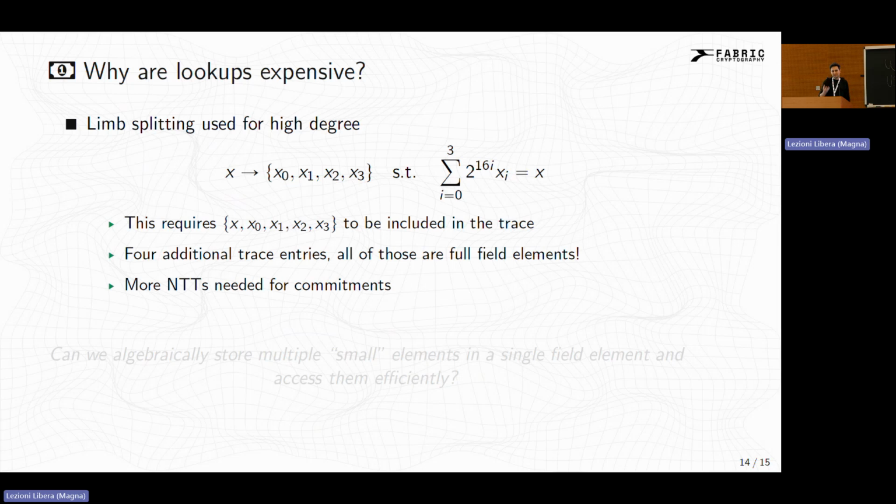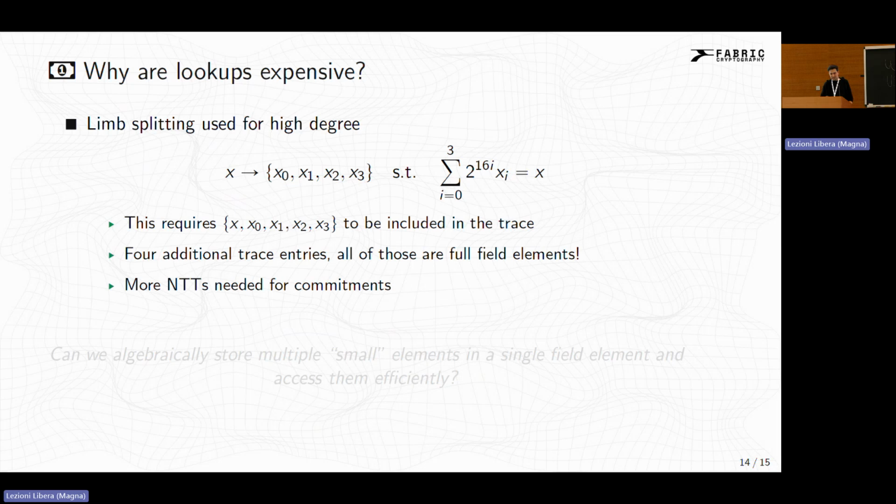And usually every witness takes an entire finite field element, for example, an entire 64-bit field element. If we do this limb splitting, of course, we have to include the original input, but we also have to include each of the individual limbs. So if we split a 64-bit field element into 16-bit limbs, we have 5 different witnesses just for that, which is a 5 times increase, which is really bad. And the same for the output: we have y and then y0 to y3.